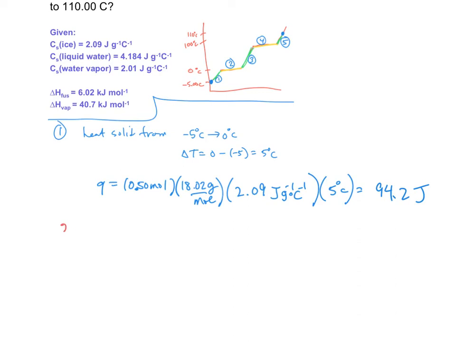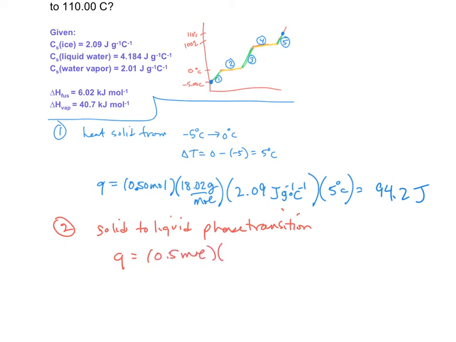The next step is 2. This is going to be the solid to liquid phase transition. And for this one, we have Q is N times the heat of fusion or melting. So we have 0.5 moles, and you put some zeros. I'm not too worried about the sig figs here. 6.02, and that is kilojoules per mole.